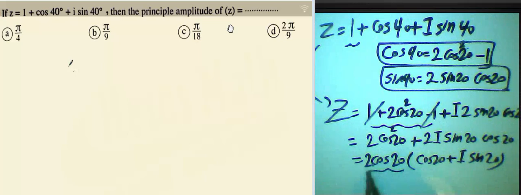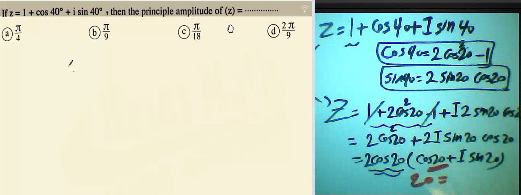It's a number. What did he ask about? The principal amplitude of z, which equals 20 degrees. Then 20 degrees will be pi over what? Over 9, because 180 divided by 9 equals 20. Choose letter B.